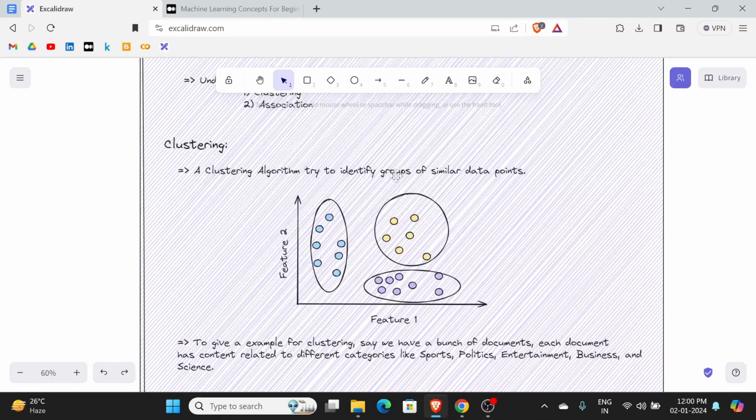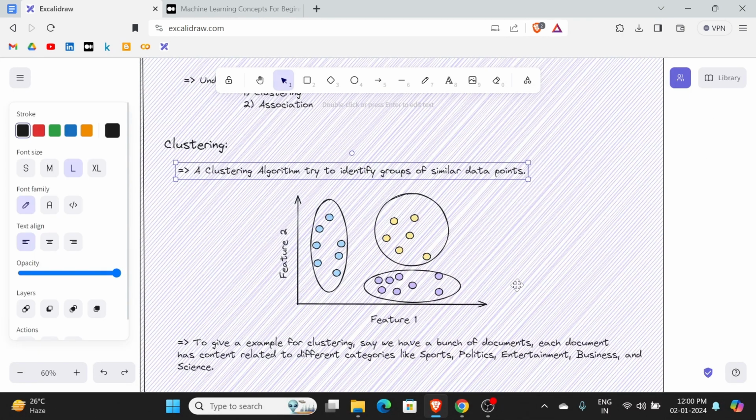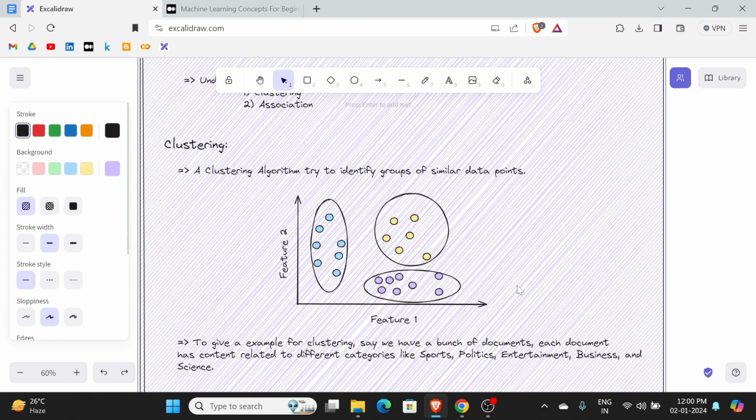You can also see the definition of clustering that I have written here. A clustering algorithm tries to identify groups of similar data points. Data points are nothing but each and every document. As we have taken the example of documents, each document has the words as its elements. So using the words, we classify the documents like this. You can consider these blue dots as sports, this as business, this as entertainment. We have classified based on the features.